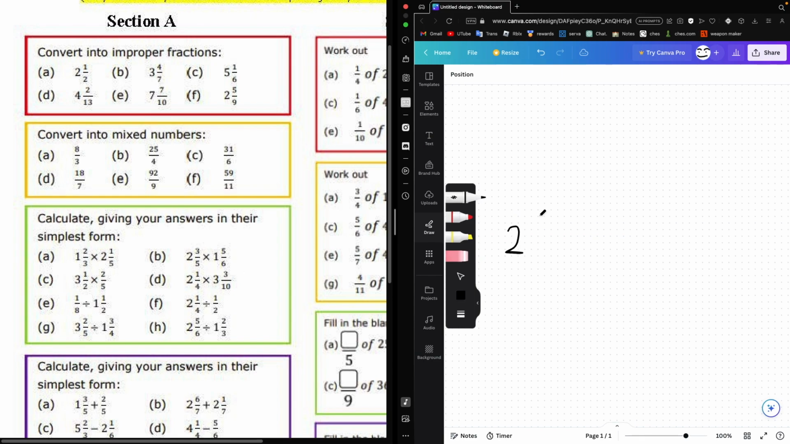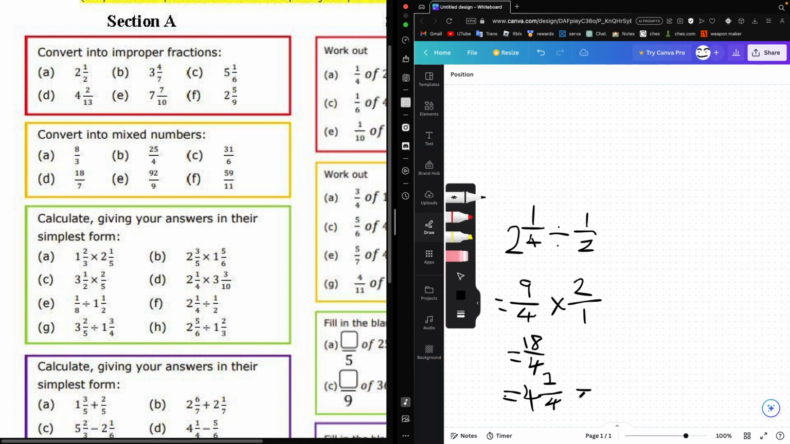Okay, 2 and 1 over 4 divide by 1 over 2. Same thing, 2 times 4, 8, plus 1, so 8 plus 1 equals 9. 9 over 4 times 2 over 1. Flip, okay? Which also equals 9 times 2, 18, over 4 times 1, 4. Simplify. 4 times 4, 16, right? So 18 minus 16 is 2, so we write 4 first. 2 and 4, which also equals 4 and 1 over 2. Divide by 2. Okay? Next question.